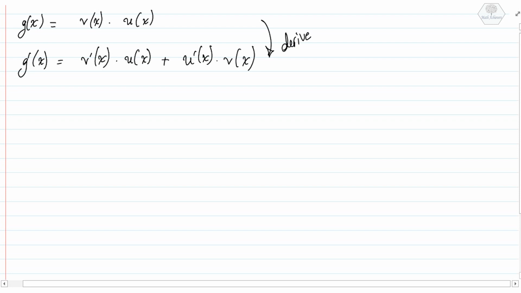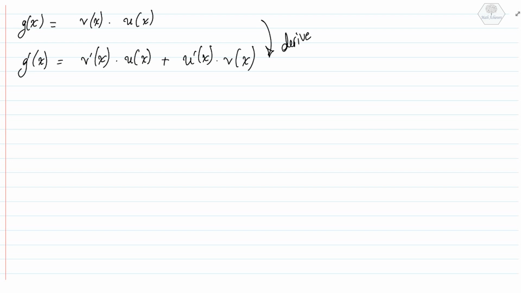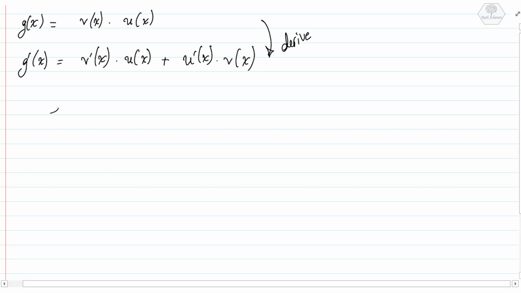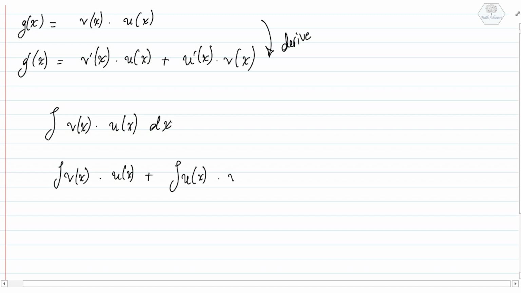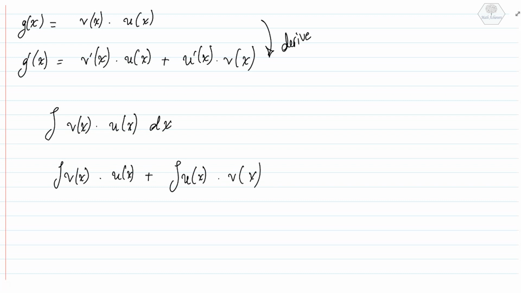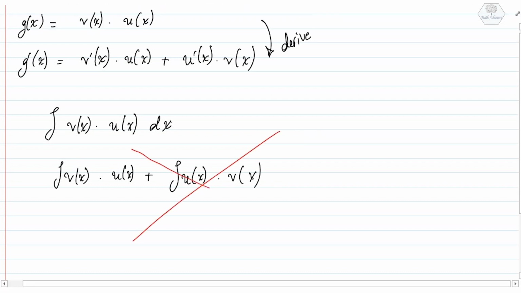In integration, don't do this. We don't have a product rule. Don't do this. This is a big mistake. If I want to integrate, let's say, v of x times u of x dx, and someone tells me it is the integration of v of x times the function u of x plus the integration of u of x times v of x, this is a very big mistake, and please don't do that.